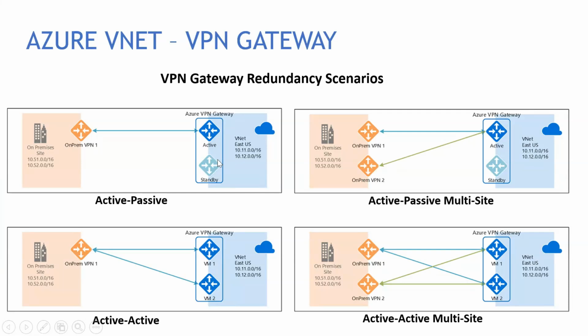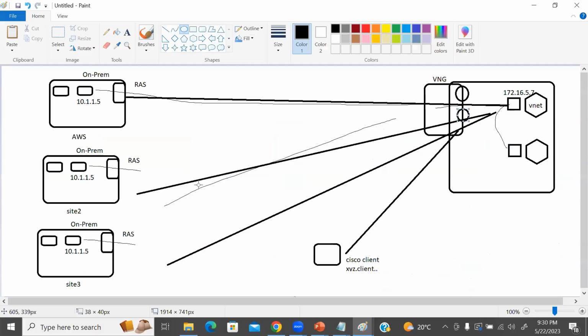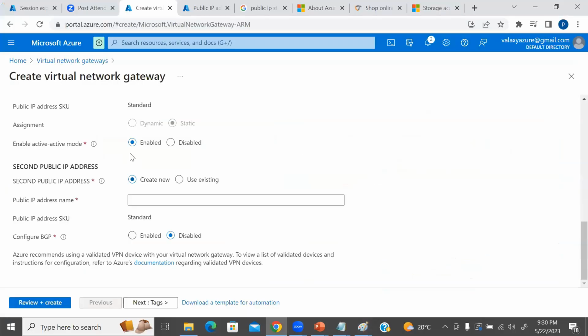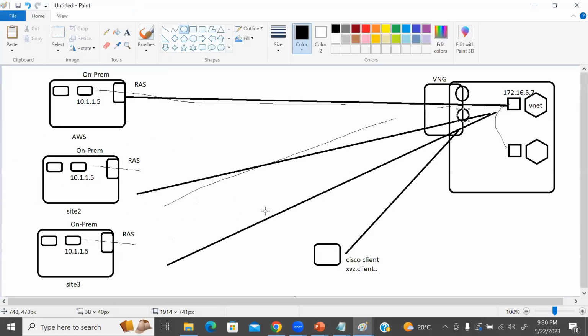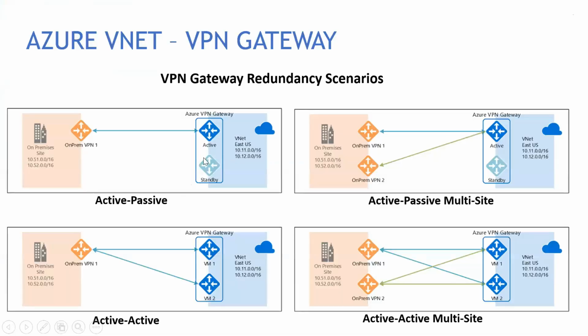Understood? Even if you don't select active here, if you disable this one, it doesn't mean that only one machine is there in the backend. Still two machines will be there. But at that time, you cannot achieve the active method, only this one. It means if this machine goes down, then the public IP on the VNG front end will be switched to this machine. This way you can communicate with the on-prem.